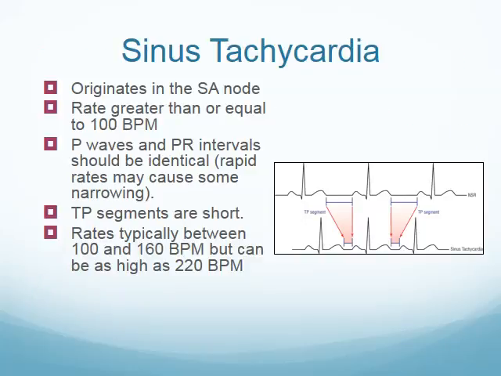Tachycardia originates in the SA node. Everything's the same. The rate is greater than 100 beats a minute, though. Our P waves and PR intervals should be identical. Rapid rates may cause some narrowing of that PR interval. The TP segments are going to be short due to the faster heart rate. Their rates are typically less than 160 beats a minute, but they can jump as high as 220 beats a minute. Somebody that's very worked up, or somebody that's hemodynamically compromised for another reason.